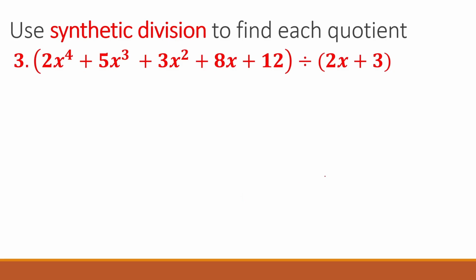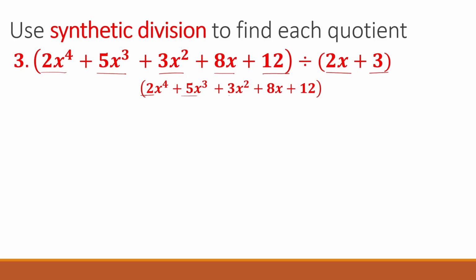Okay, how about this next example? You have 2x raised to 4 plus 5x cubed plus 3x squared plus 8x plus 12 divided by 2x plus 3. Check if it is in standard form and has no missing term. You have degrees 4, 3, 2, 1, 0, so it is in standard form and has no missing term. So let's do the synthetic division. Get the numerical coefficient of each term: 2, 5, positive 3, positive 8, and positive 12.